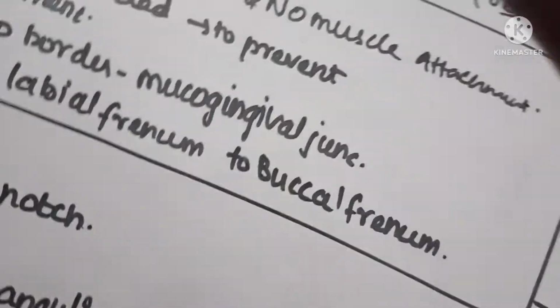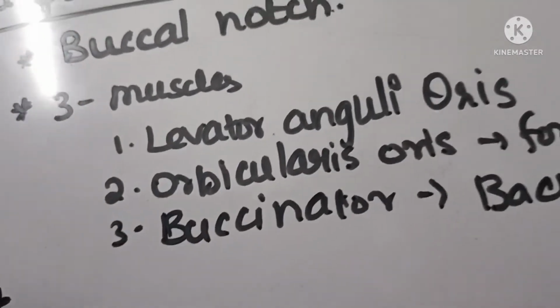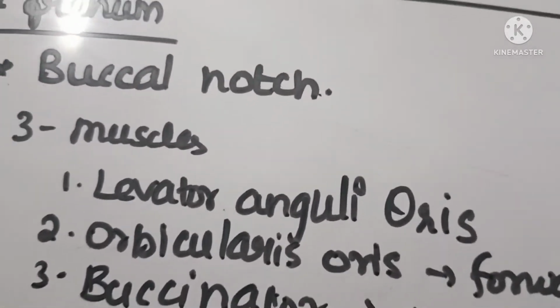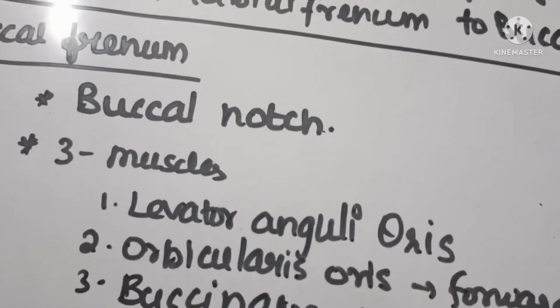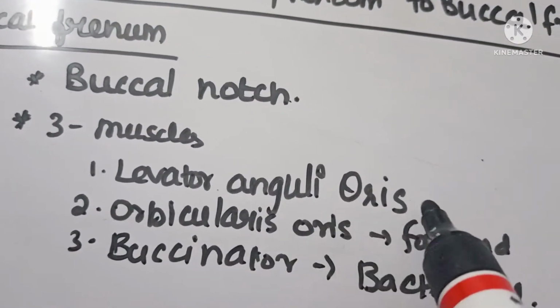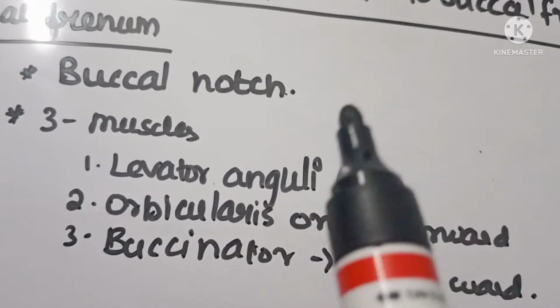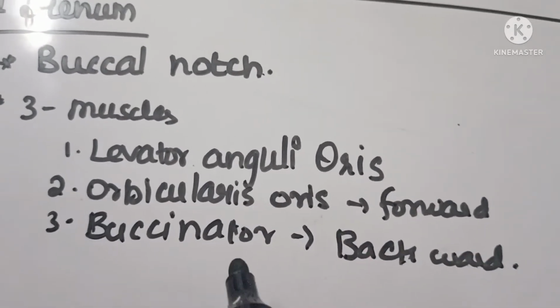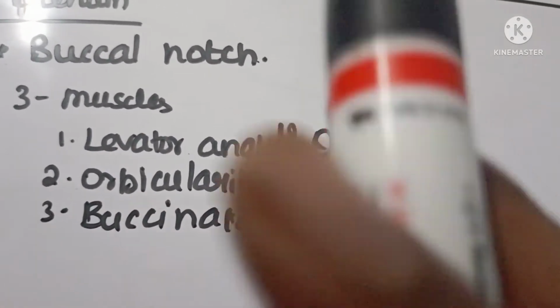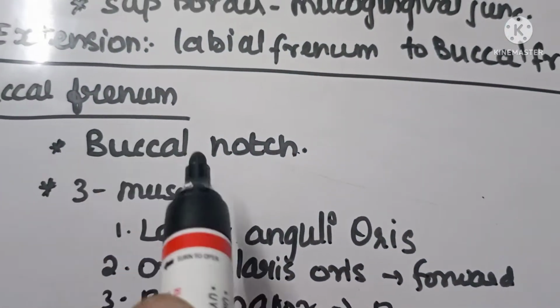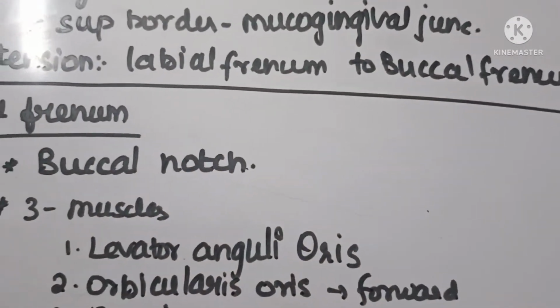Now let us discuss the buccal frenum. Basically, for a frenum you call the denture area a notch, and for a vestibule you call it a flange. So the area corresponding to the buccal frenum is called the buccal notch. Three muscles are involved with this buccal frenum: levator anguli oris, orbicularis oris and buccinator. The orbicularis oris pulls the buccal frenum forward, whereas the buccinator pulls it backward. That is what I was trying to say about the buccal frenum.